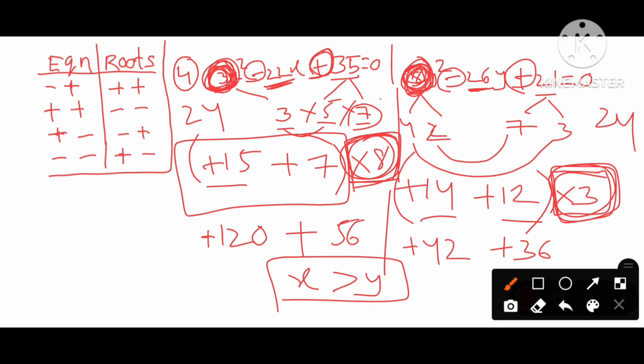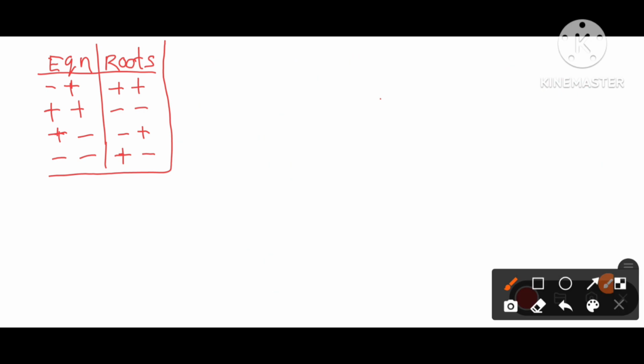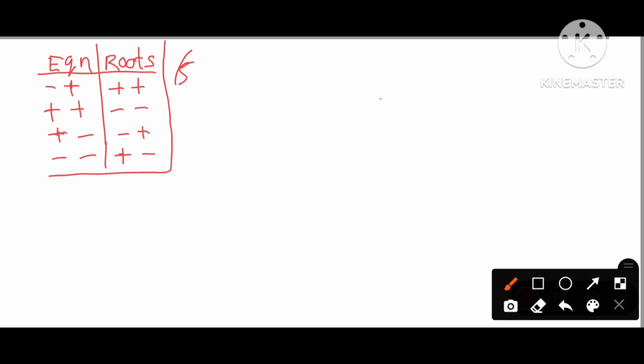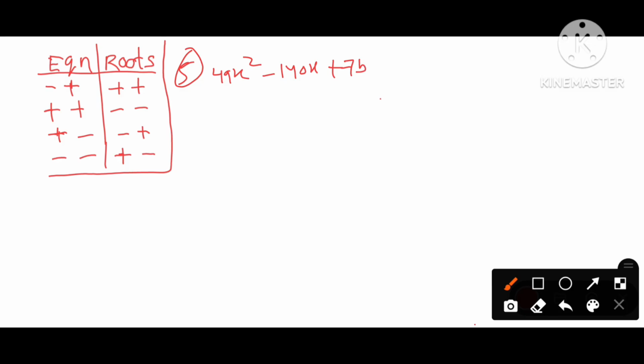Let's practice this with one more question, which has bigger coefficients. The first equation is 49x square minus 140x plus 75. Here we get a bigger coefficient, 49. In the second equation, 20y square minus 67y plus 56 equals 0.